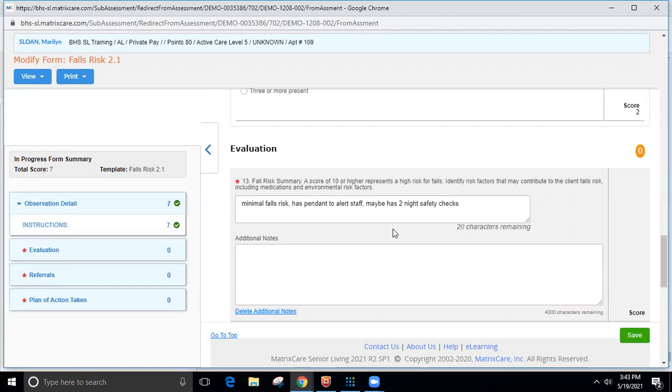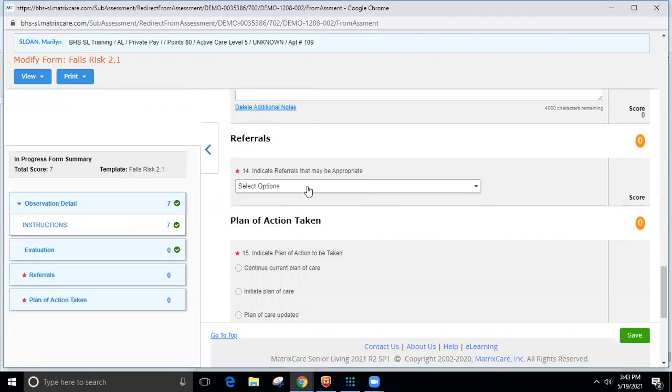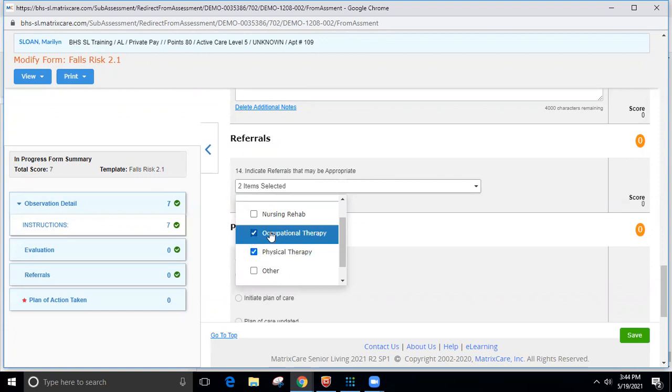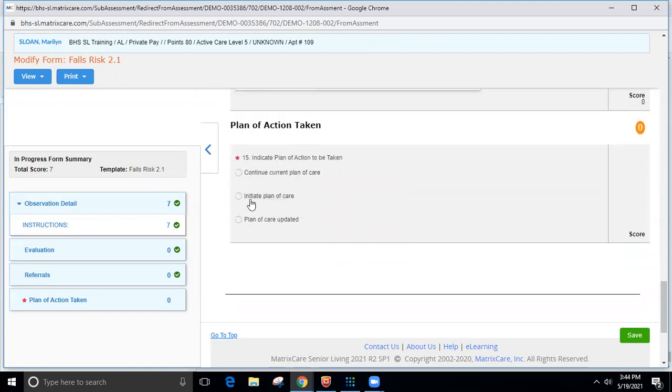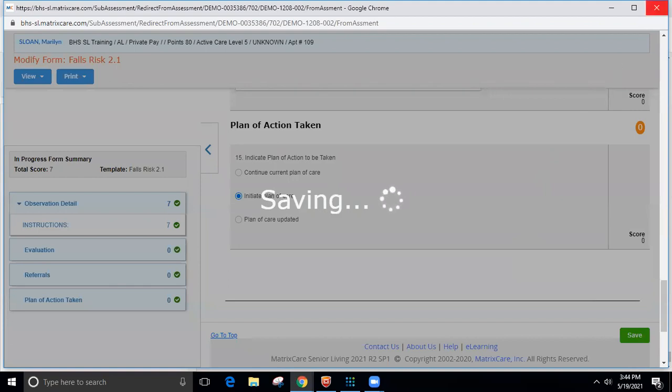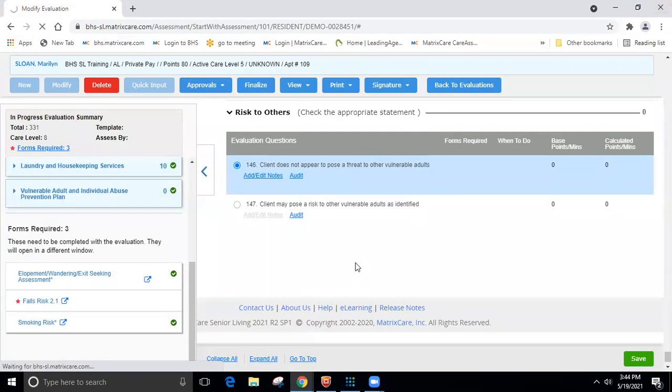So you can put your interventions in here, what you did about it. You also have additional room here to write. And then you have to say, did we do any referrals, or maybe PT and OT are involved. And then there are new residents, so I'm going to initiate the plan of care. I can see everything is here. I'm going to save. I'm going to X out and I'm going to refresh.